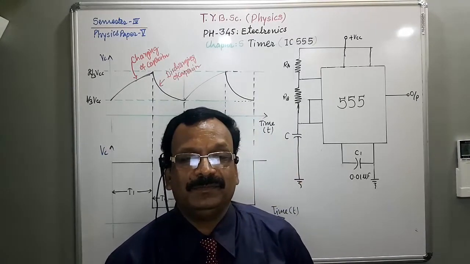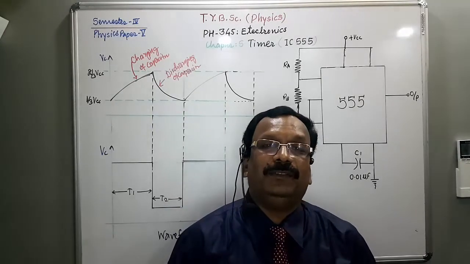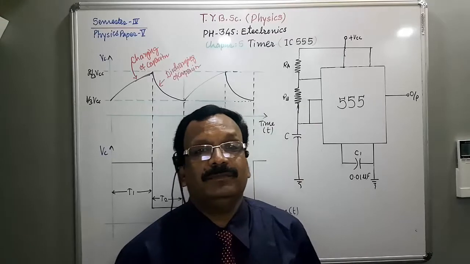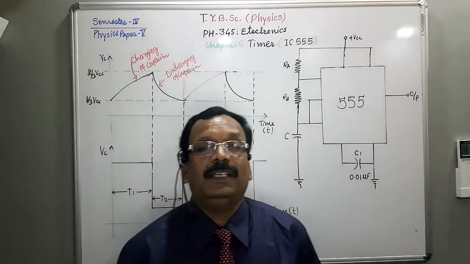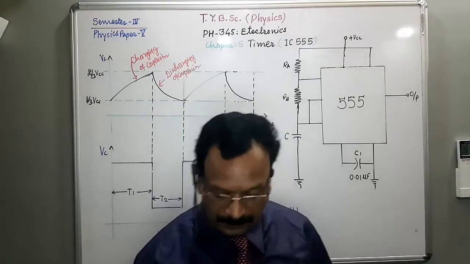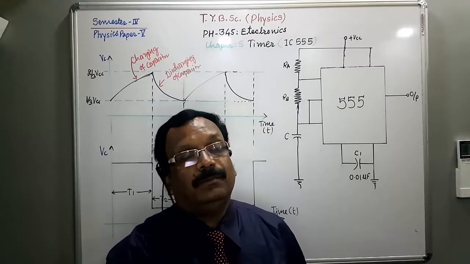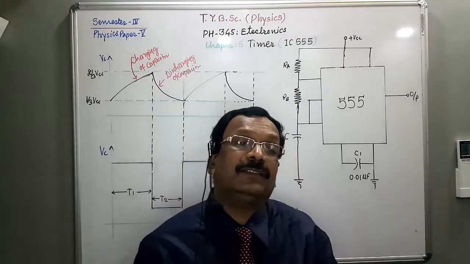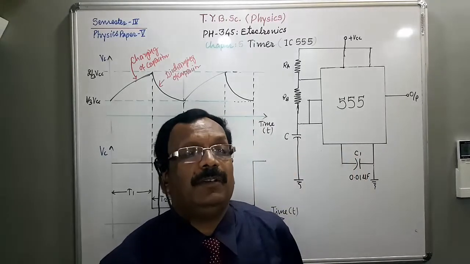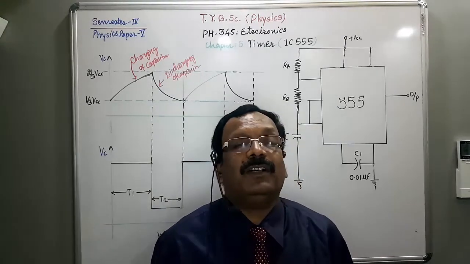In the previous lecture we studied IC 555, all the important features, and the block diagram of IC 555. Now in this lecture we are going to see the first important multivibrator type. In the previous lecture I told you that there are three types of multivibrator: astable multivibrator, monostable multivibrator and bistable multivibrator. First of all, we are going to discuss the astable multivibrator.